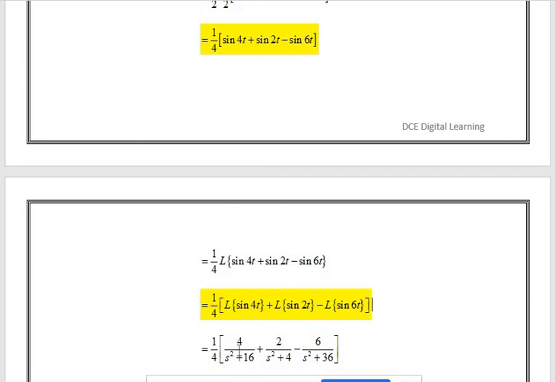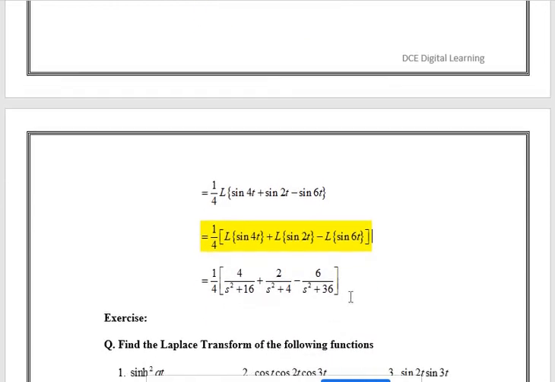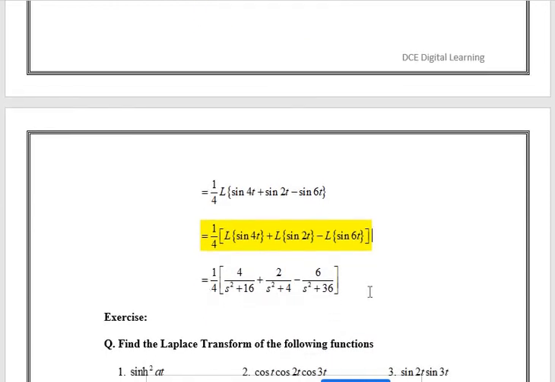That is 1 by 4 into [4 by s square plus 4 square, that is s square plus 16, plus sin 2t's expansion 2 by s square plus 2 square, that is 2 by s square plus 4, minus 6 by s square plus 6 square, that is 36]. This is the required result.